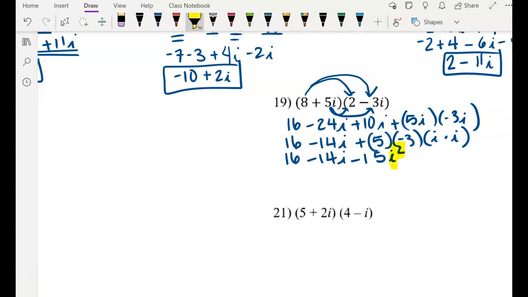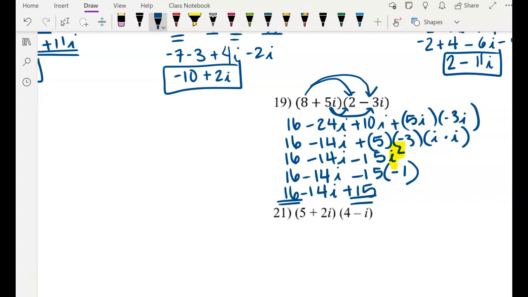Earlier, we said i squared is going to give us what? I hope you said negative 1. And a negative 1 times a negative 15, students, that will give us positive 15. And those are like terms. 16 plus 15, students, that's going to give us a 31. Okay, 31, and then drop down your negative 14i since we cannot combine that with anything else.